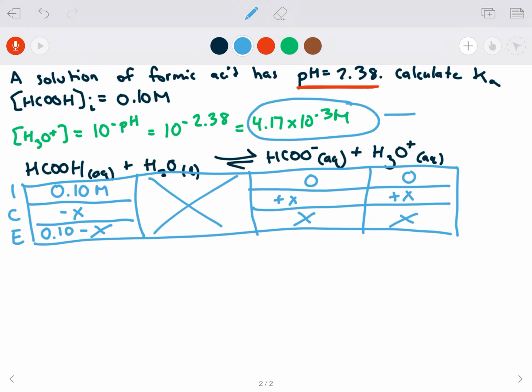That value, this is X. That's the equilibrium concentration of our hydronium ion. So that means to calculate Ka now, Ka is equal to the concentration of formate times the concentration of hydronium over the concentration of formic acid.